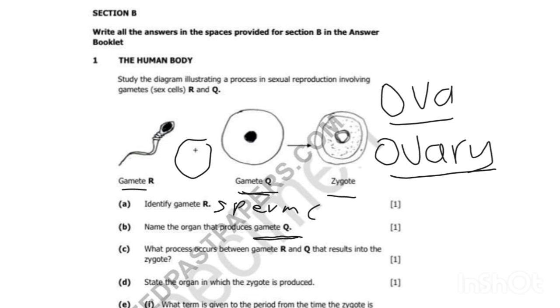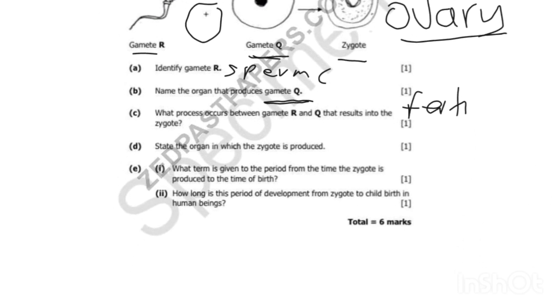We got to see what process occurs between gamete R and Q that results in the zygote. When a sperm and an ova fuse together, it forms a zygote. What process is that? It's fertilization. Fertilization is the fusion of a male gamete with an ova to form a zygote.